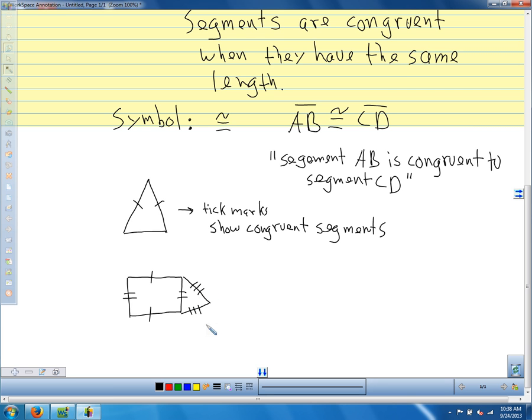So the segments with the same number of tick marks are congruent. They have the same length. So the same number of marks tells me that they are congruent. That's how we show when we draw pictures that things are congruent. And what we're saying when they're congruent is that they have the same length.